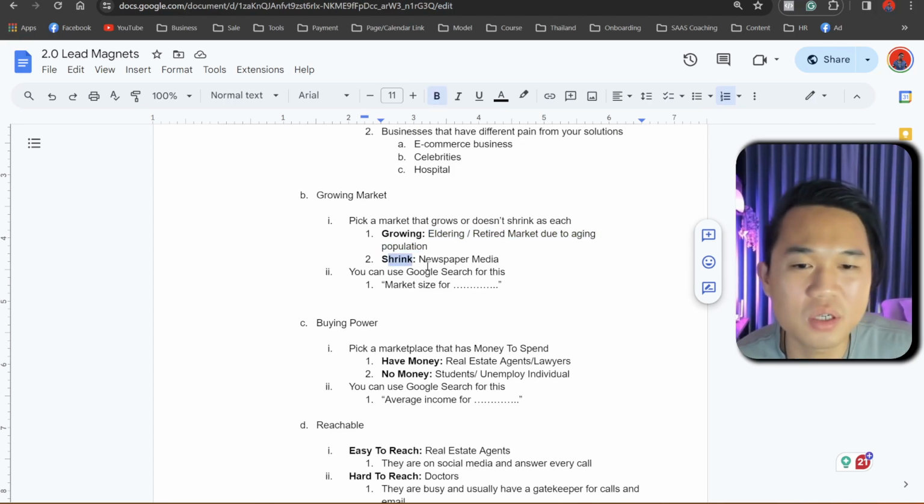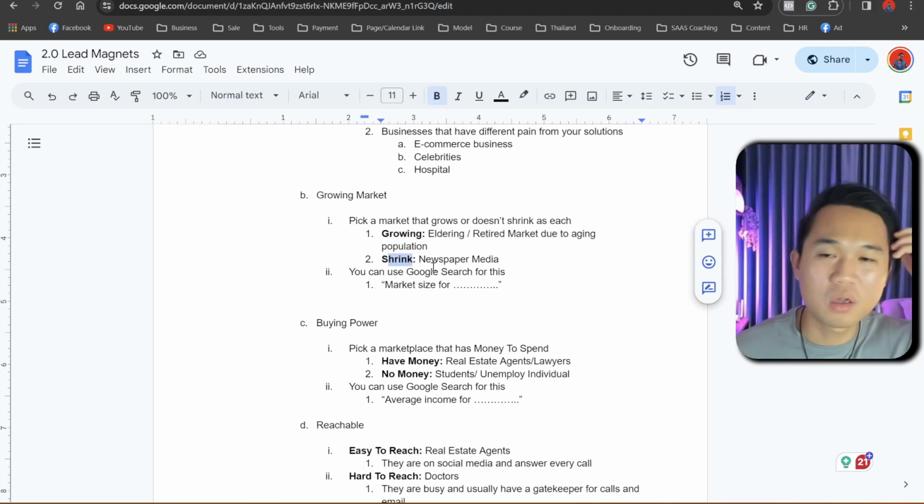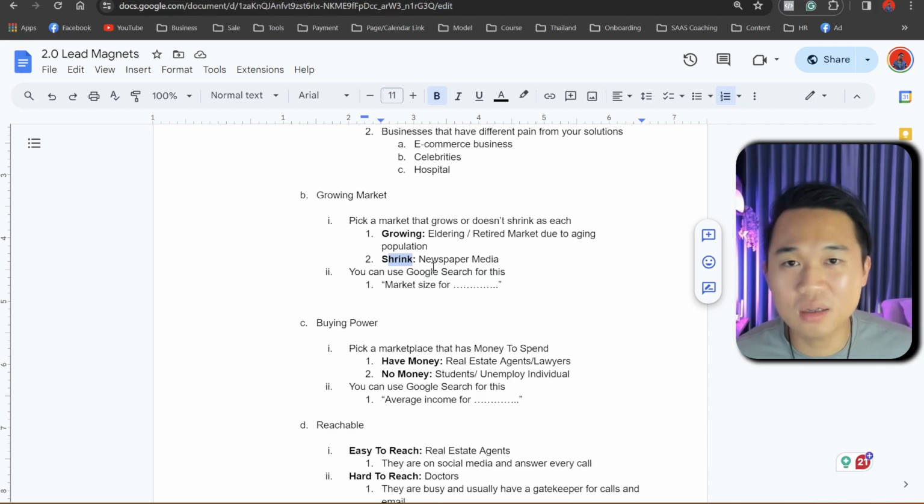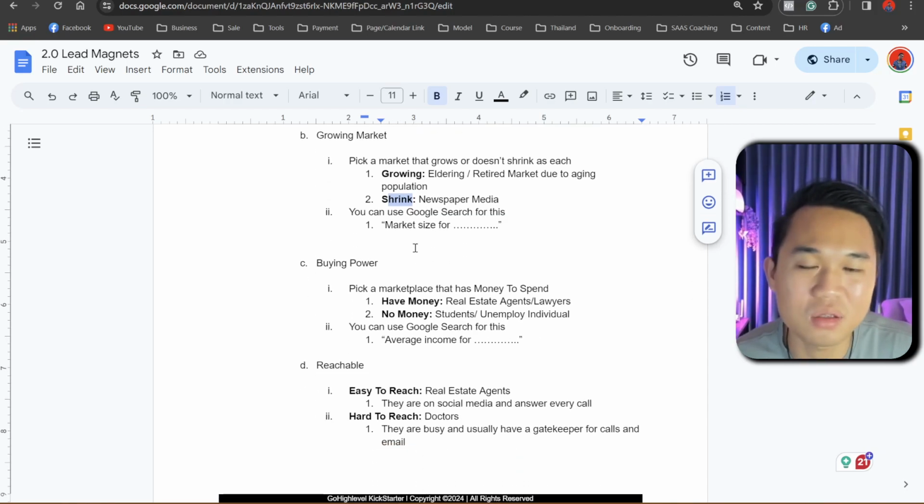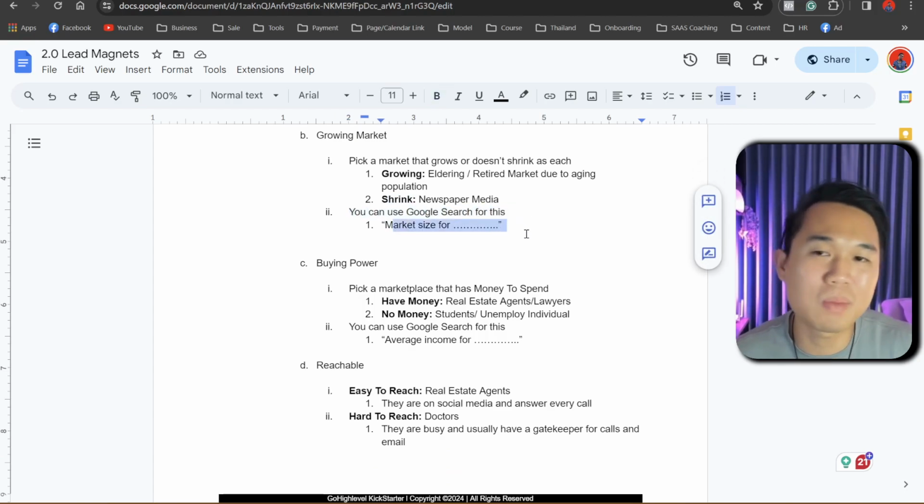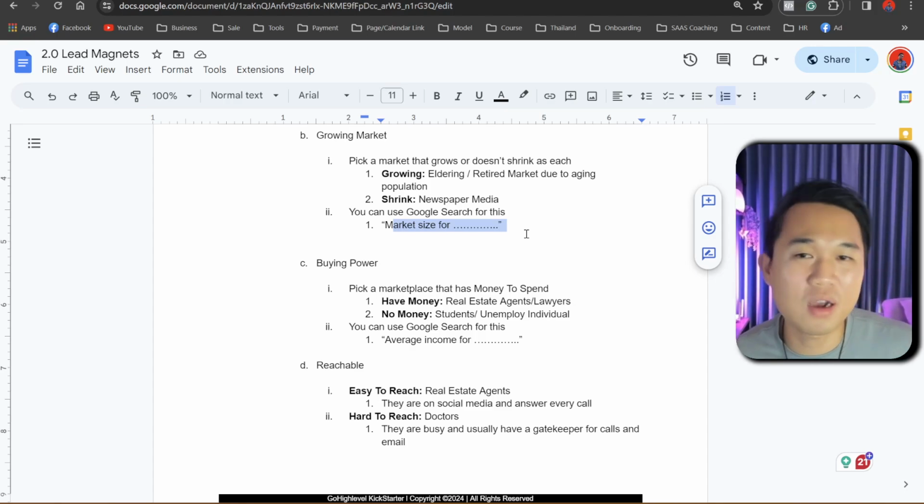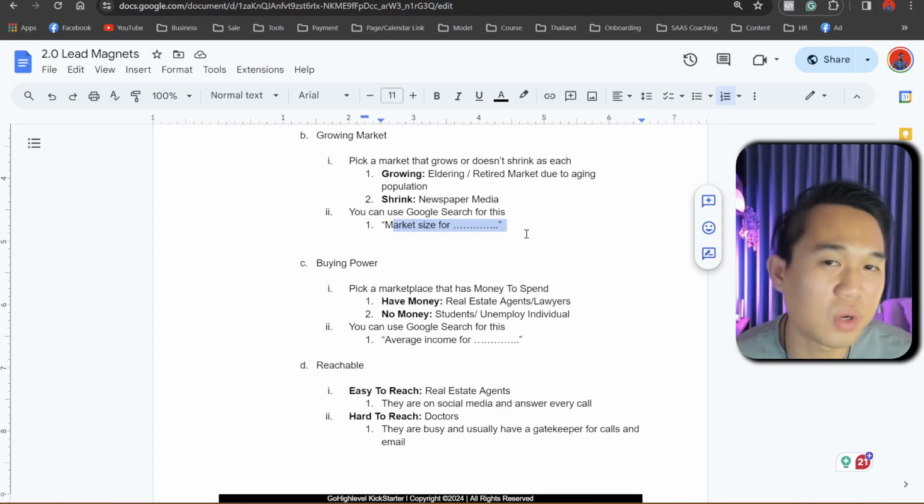A shrinking market is newspaper media. So if you're in a printing business for newspapers, yeah, good luck. It's shrinking. You want to use Google search for the market size, right? So, market size for real estate agents in 2024, market size for chiropractors in Ohio in 2024.